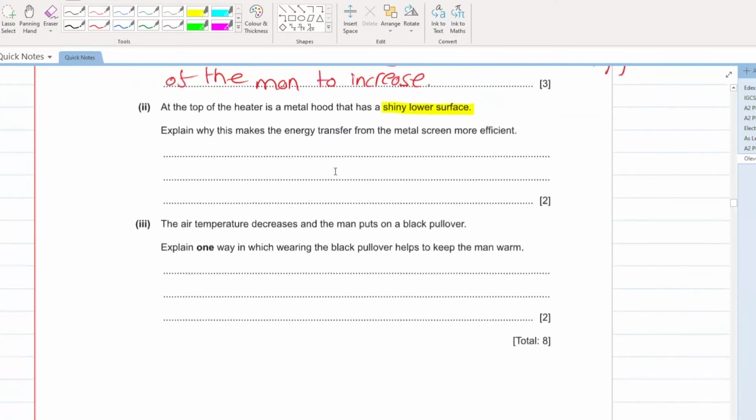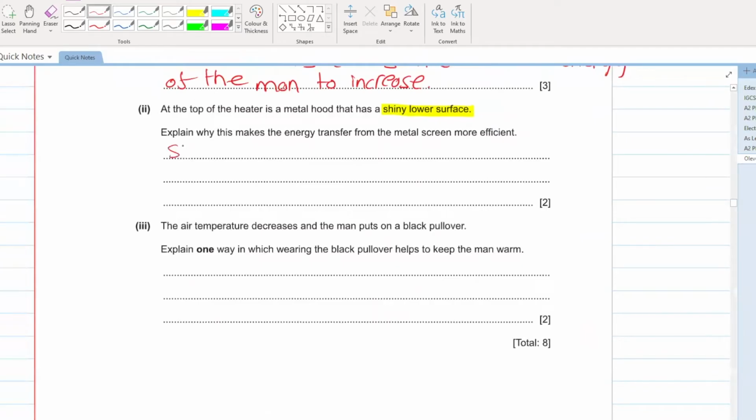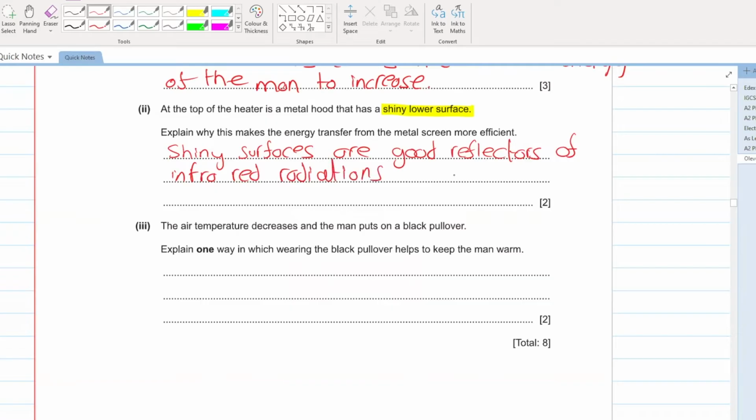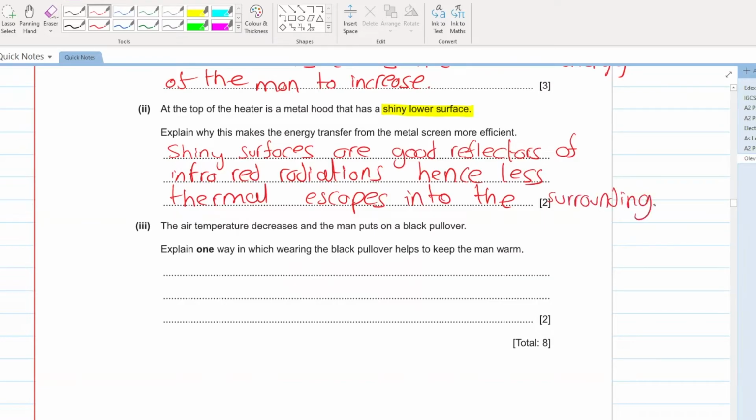Shiny surfaces are good reflectors of infrared radiations. Hence, less thermal energy escapes into the surrounding. Simple as that. Let's further move ahead.